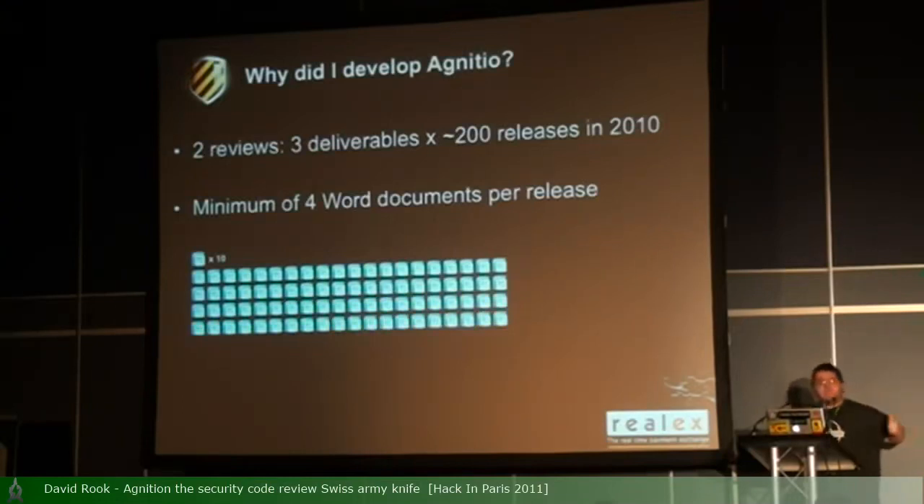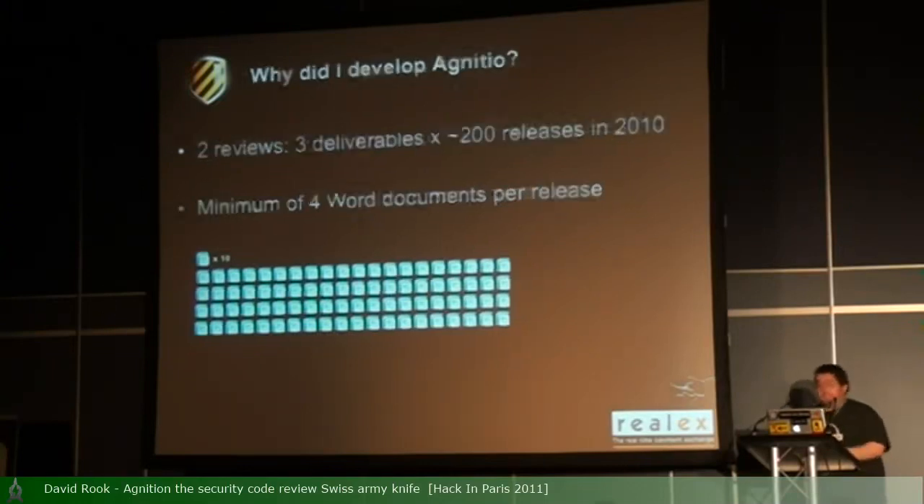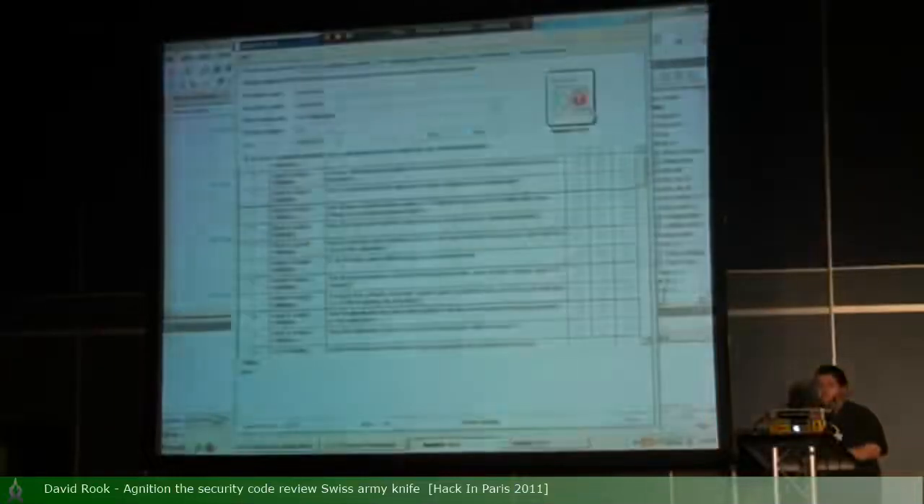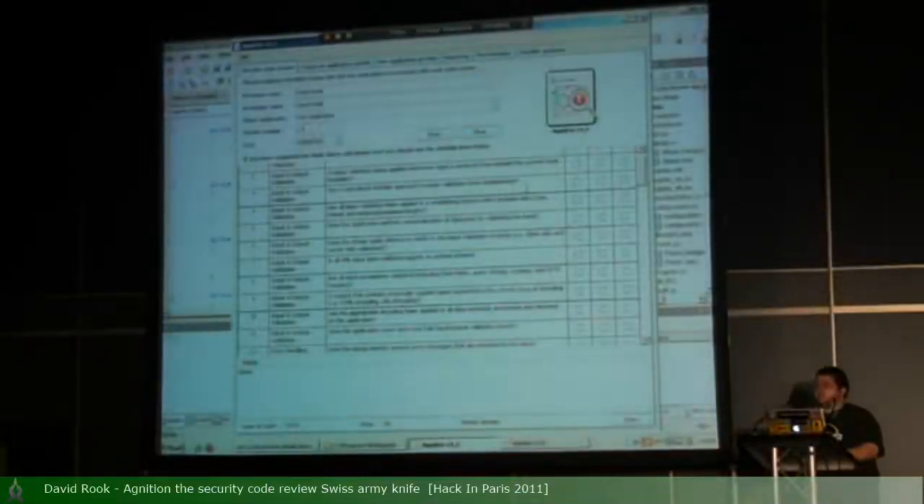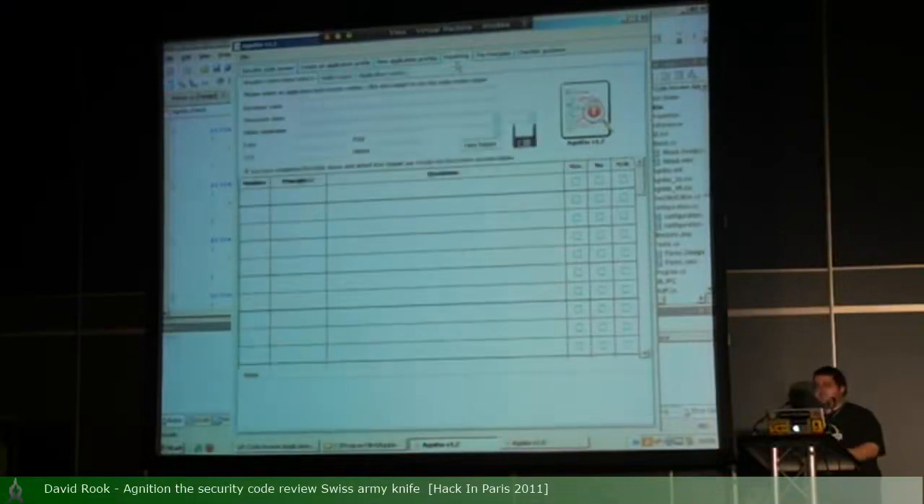You know, there's a checklist Word document, and then there's a general kind of security code review report. Without Ignitio, we would have had to have generated 800 Word documents. Now that's a lot, and I decided enough is enough. We've done the hard work of doing the review in the first place and completing the checklist, so we shouldn't have to work hard to produce a report, right?